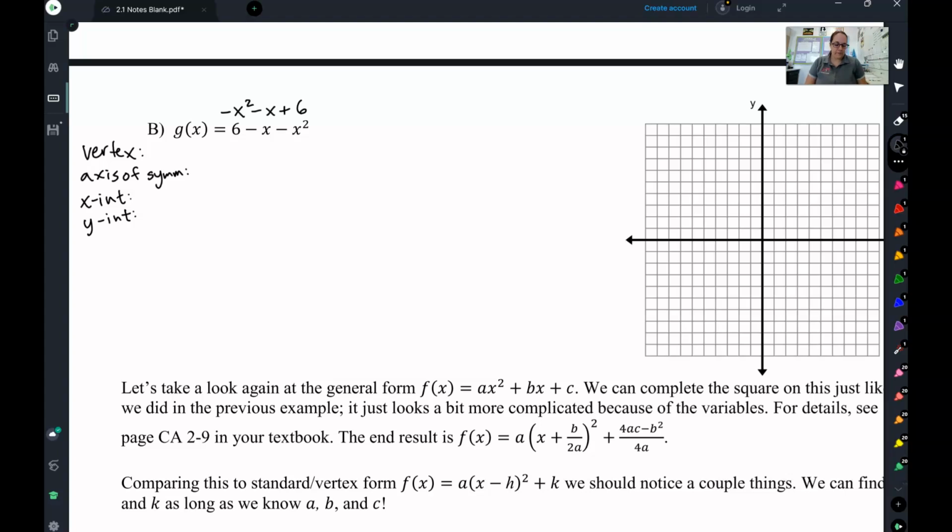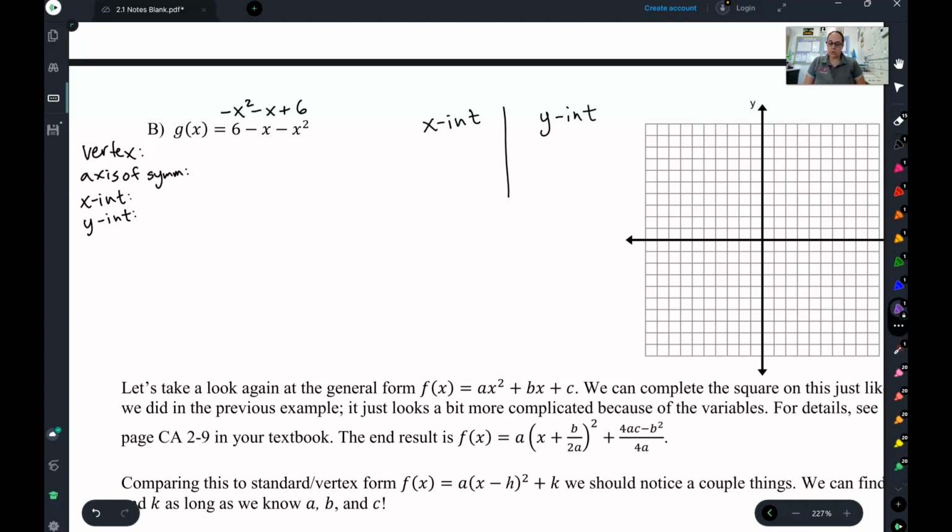Let's try another one. So now we have this equation. I just reordered it to put my x squared first. This is also in standard form, which means it's going to be easiest to find my x-intercepts and y-intercepts with standard form. Y-intercept is quick and easy.